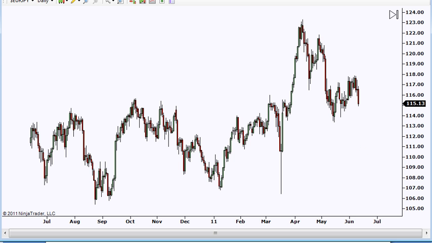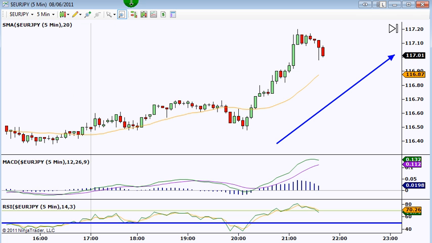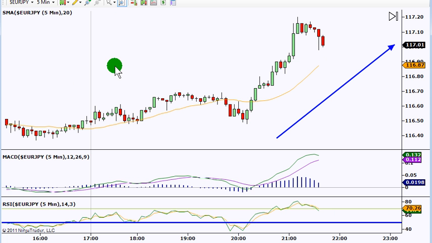Well, what's this market? You tell me. Up, right? Well, here's the problem. This is a 5-minute chart of the Euro Japanese Yen. This is an uptrend. How do we know that? Well, the general direction's up, right? This is a 20-period simple moving average. That's pointing up. Here's your MACD. Here's the histogram. They're up, right? Above the zero line. There's been no crossover.